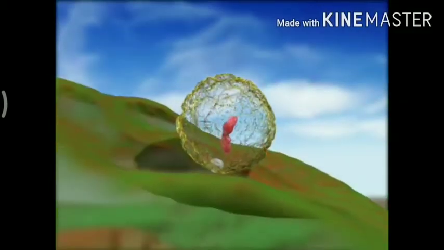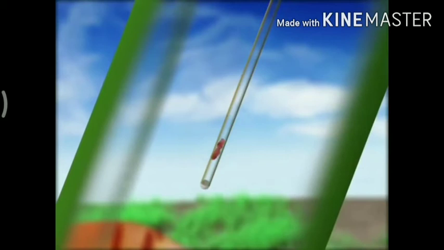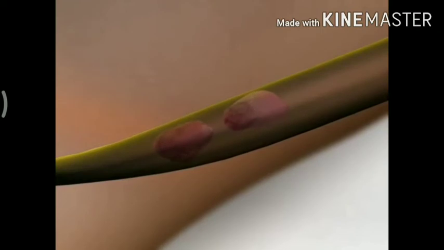Once landed, it begins to germinate. The tube cell forms a long structure down the style and into the ovary. The generative cell travels behind the tube cell nucleus. Once near the ovary, it divides by mitosis to produce two haploid sperm cells.